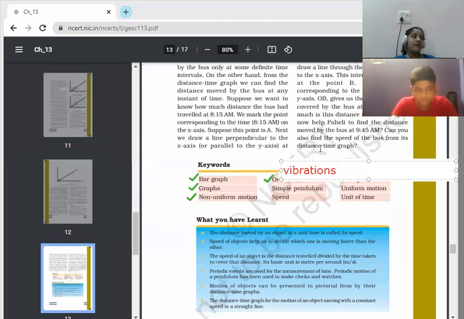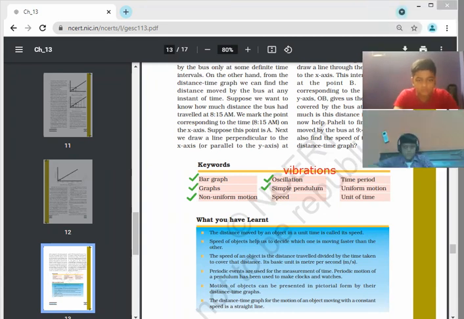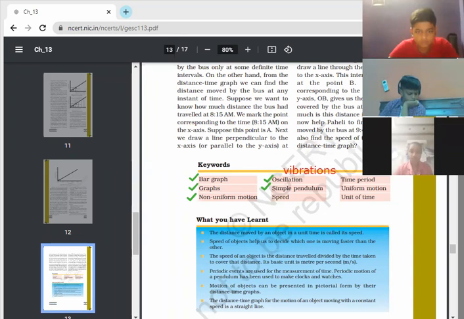Vibrations. Next, simple pendulum. What do you mean by a simple pendulum? Yes, Sanya Jain. Ma'am, can I tell about speed? No, first I want about the simple pendulum. Can I tell simple pendulum? Yes, tell. One of the most well-known periodic motions is that of a simple pendulum. But this is an example. I need the definition.